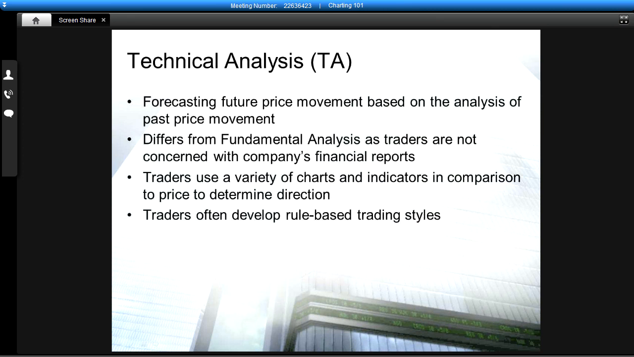How many times have you seen a positive earnings report come out and the stock begins to drop, or the opposite happens? Instead of trading the news or reports, technical analysis will actually trade the price action. To make trading decisions, traders will use a variety of charts and indicators to analyze the price and its general direction. Traders often develop rule-based trading styles, whether they are long-term traders or day traders. Having established these rules helps them make trading decisions that are based on predefined rules rather than emotional responses to price action.